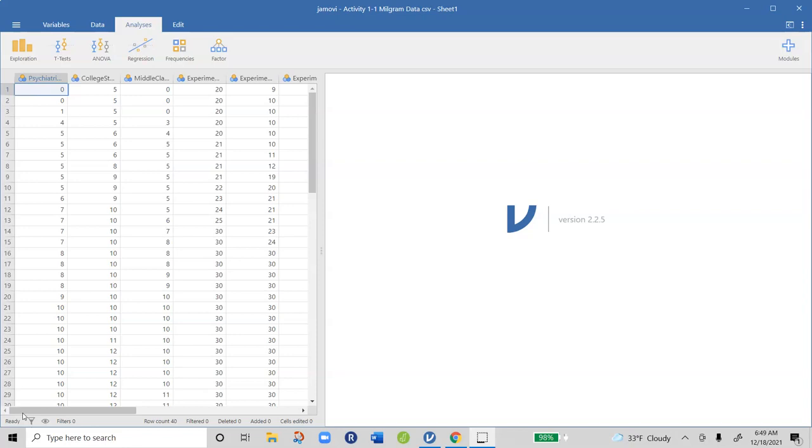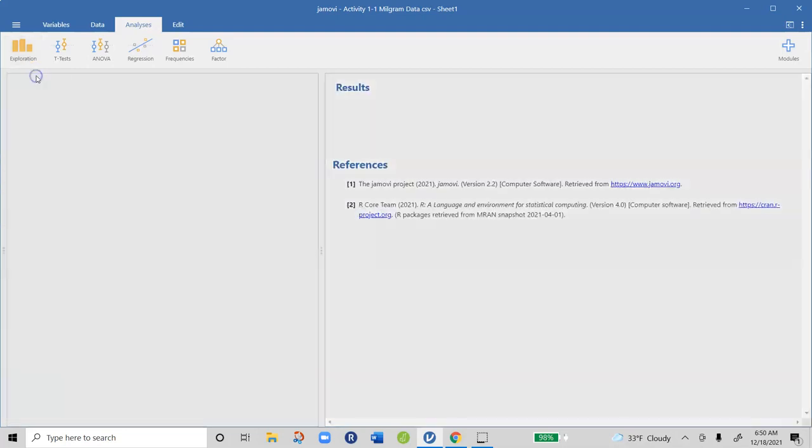So I go ahead and open up the data, load it into jamovi. I'm using version 2.2.5 of jamovi here, but if you're using a similar version, it'll work the same way as what we're doing here. So in this activity, we're doing descriptive statistics and frequency tables. Actually, just frequency tables, no descriptive statistics. So go ahead and click on exploration. And descriptives is the menu that you click on.